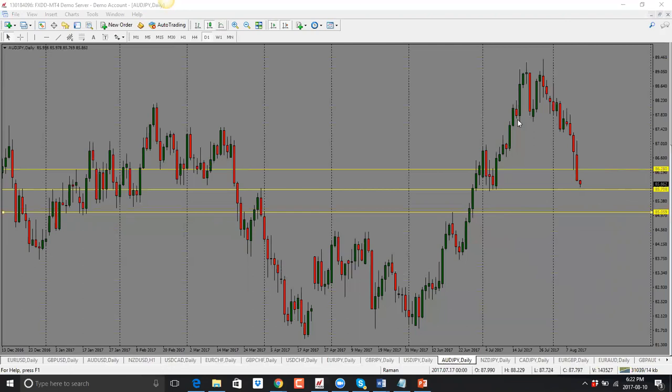So those are our levels to the downside. If it breaks this 85.70 level, then we are looking for a further move to the downside here.